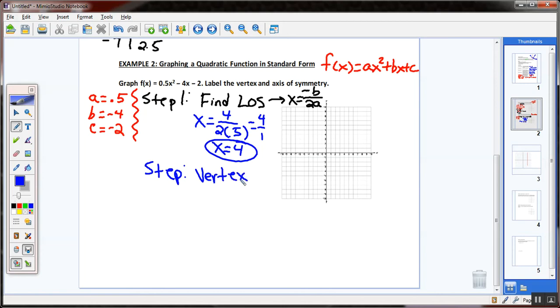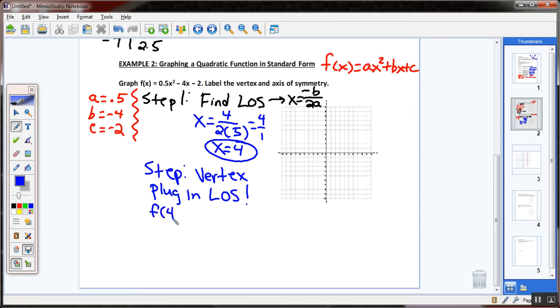Once you know the line of symmetry, it's quite simple. I already know the x value because the line of symmetry passes through the vertex. So to find the vertex, simply plug in your line of symmetry. What was my line of symmetry value there, kiddos? 4. So back up to my quadratic function in standard form. What are you going to plug in for x? So we're really evaluating f of 4.